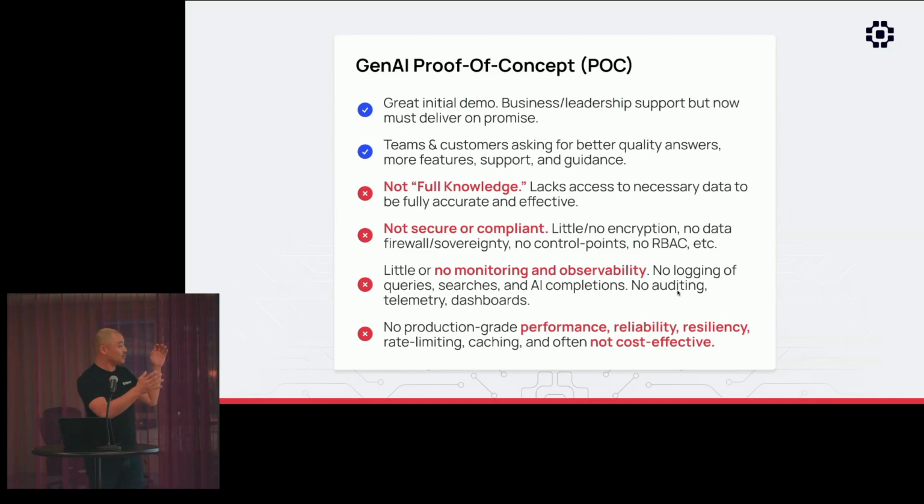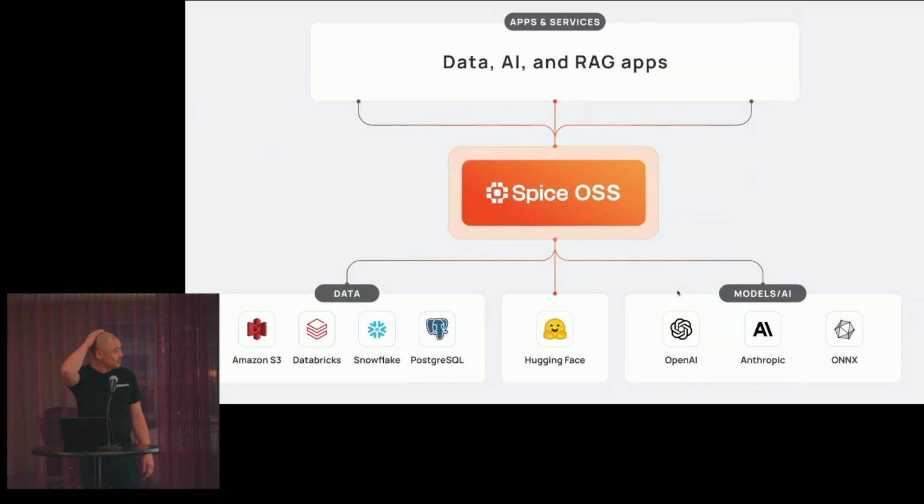But then, you also hear this problem often, which is, hey, we went and built this really cool Gen AI thing, and it was a great initial demo, but then we kind of only made it work for this single data source. It didn't have knowledge of everything it needed. It's not secure and compliant. It's not production ready. There's no monitoring observability. And it's definitely not cost effective.